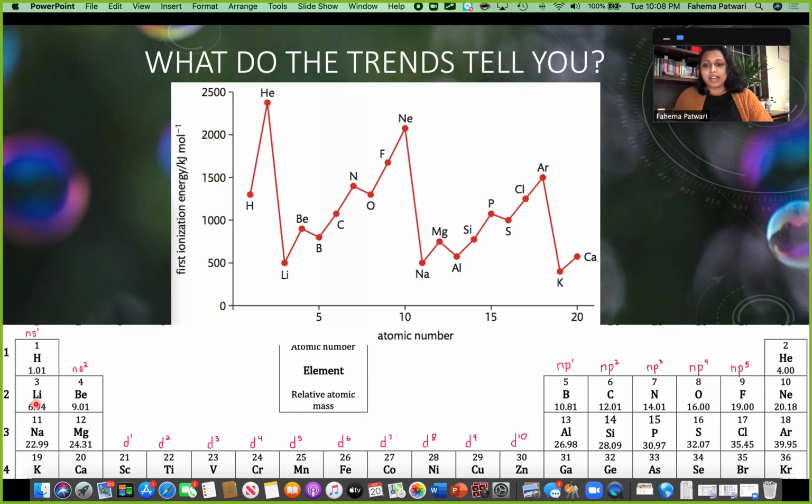All right, so as you go across a period, the general rule is your ionization energy will climb. So hydrogen to helium, it climbs. Let me draw.